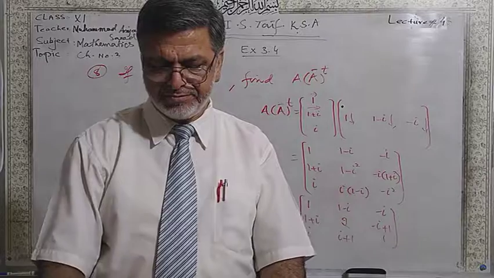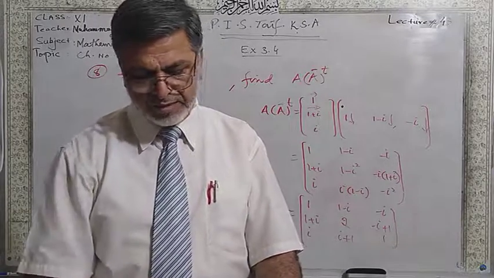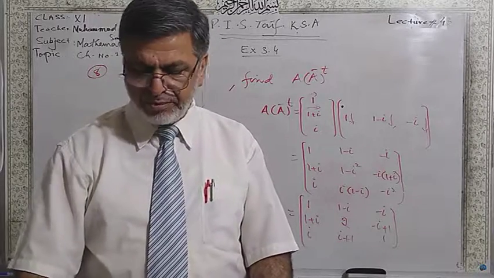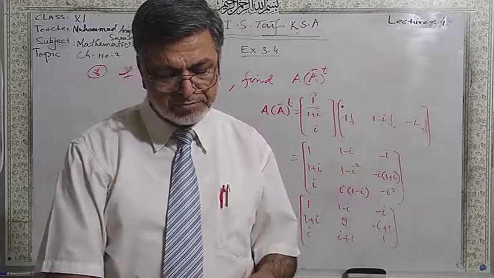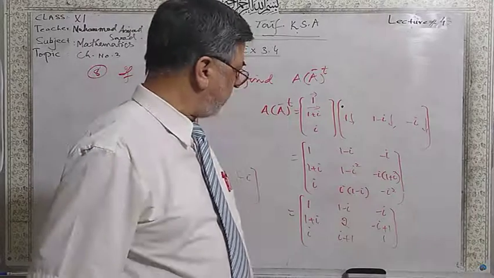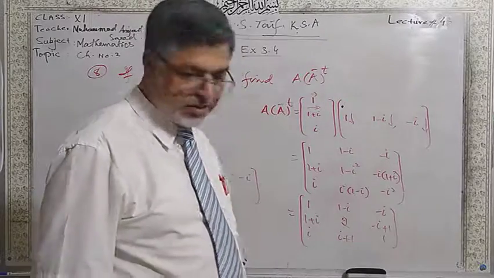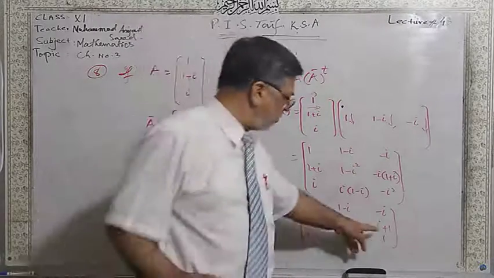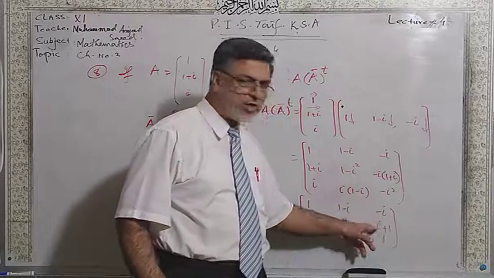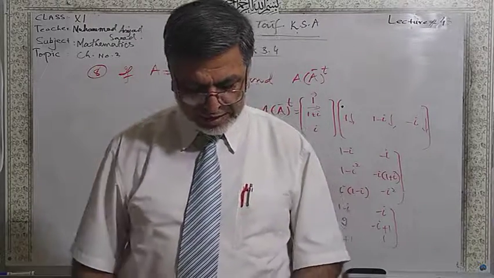We can check its answer. Exercise 3.4, question number 8. 1 minus iota, 1 plus iota, 2 and 1 minus iota and 1 plus iota and 1. Okay, answer is correct. Simply you can write them positive first and negative in the second position, but it's not wrong, it's okay.